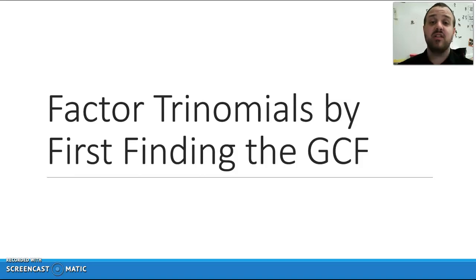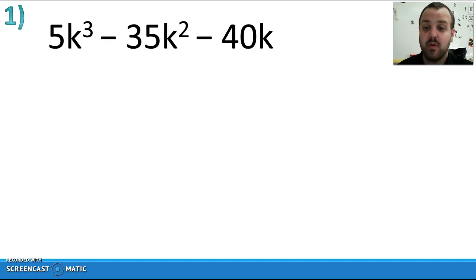Specifically, we're going to see ones that have a GCF. So basically, we're going to factor them like we did the other day, but we have to first make sure that we take out a GCF before we do that. Okay, let's take a look at what that looks like here.